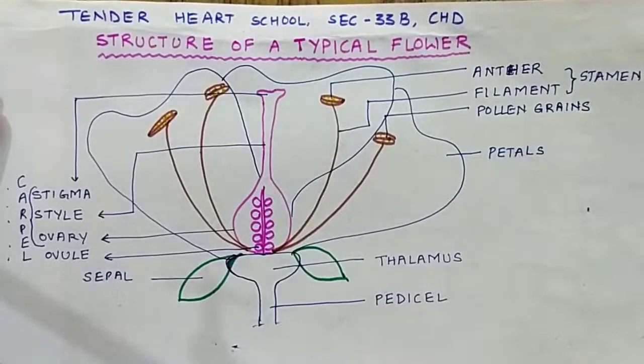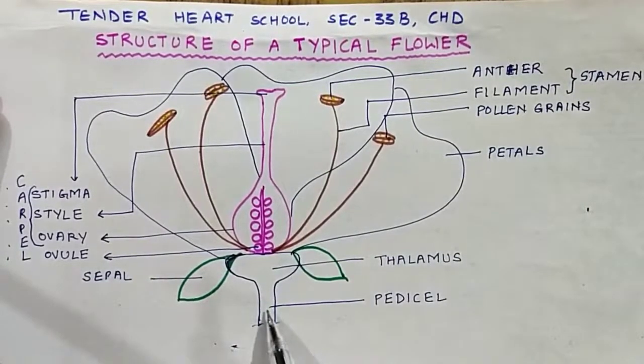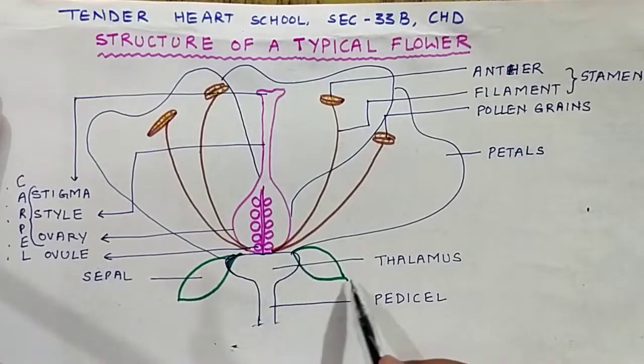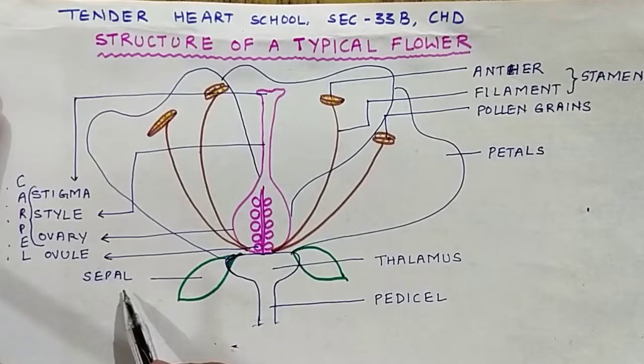Pollen grains. So this is all about the structure of a typical flower, children. Let me just revise. This is the stalk of the flower, which is called the pedicel. The upper part of the pedicel, which is a little swollen, is called the thalamus. At the base of the flower, we have green colored leaf-like structures. These are called the sepals.